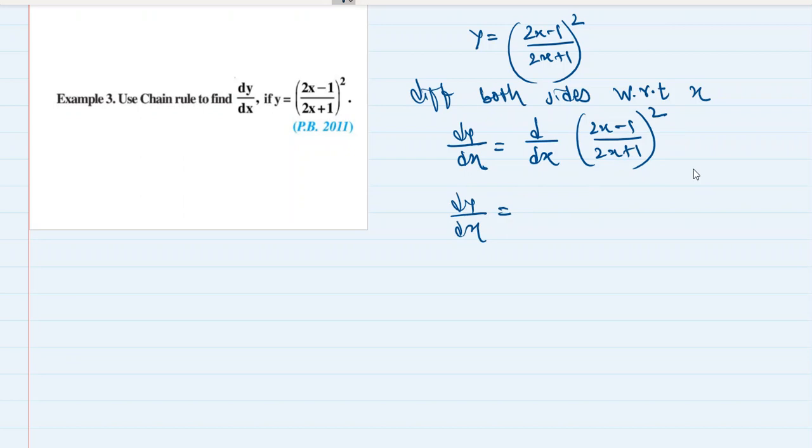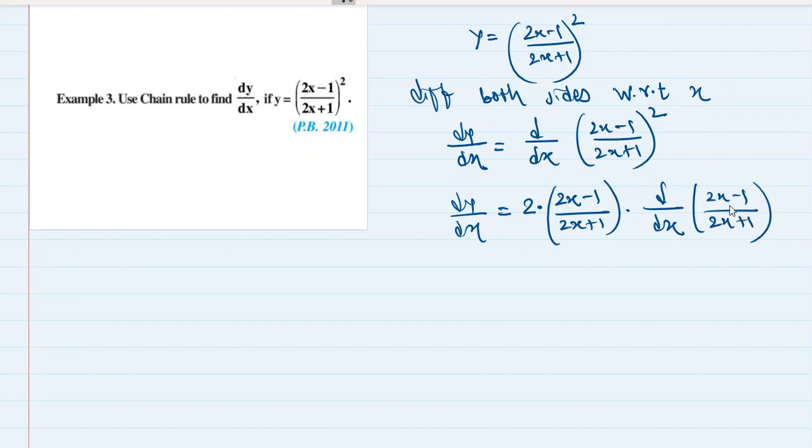Okay, so I'm going to treat this inside stuff as untouchable. Inside stuff cannot be touched. So how am I going to differentiate now? What is d by dx of x square? It is 2x. So basically I'm going to write it as 2 multiplied by 2x minus 1 upon 2x plus 1. And now I'm going to differentiate that inside stuff, d by dx of 2x minus 1 upon 2x plus 1. Okay, so for differentiating this, I'm going to use the quotient rule.